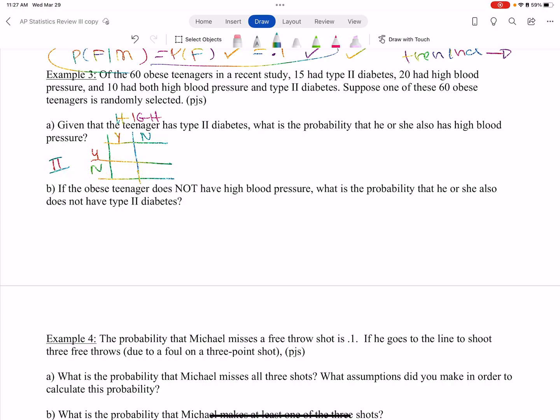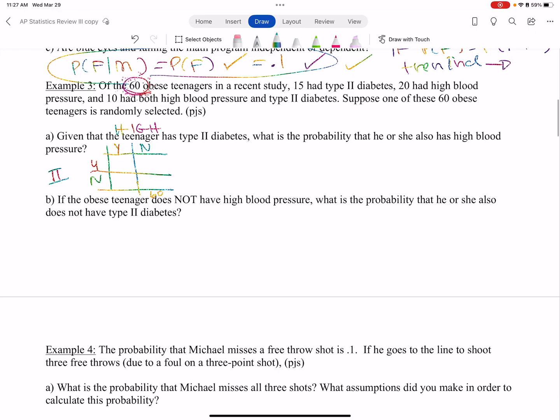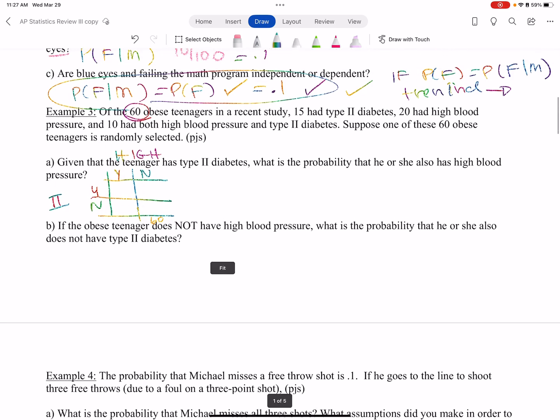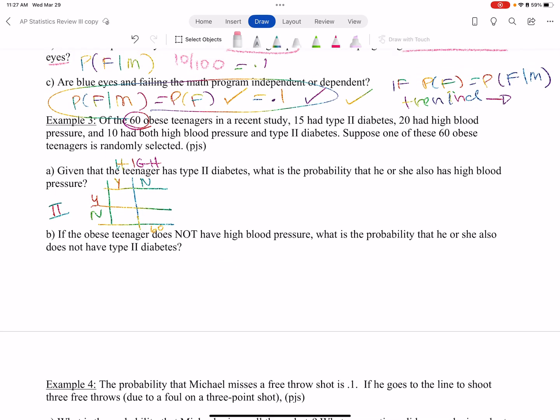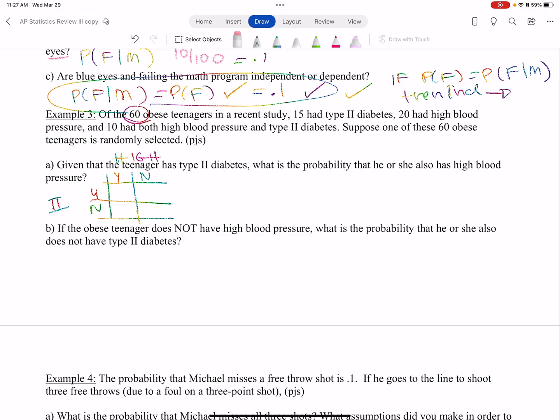And if you read through it, let's go ahead and read through it. And you see that you have 60 teenagers, 60 obese teenagers are in your study. And then it has 15 has type 2. Oh, that says no, sorry, I'm in the wrong column. I need one more column. Total. So that's 60. And then 15 has type 2, which obviously means that's 45 does not have type 2.